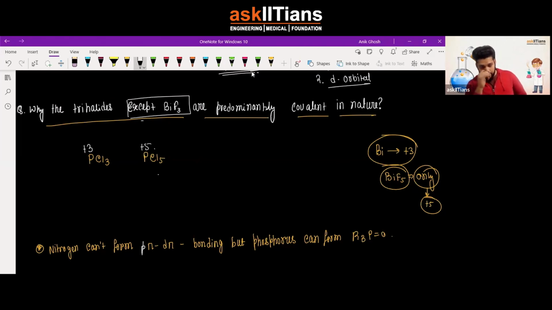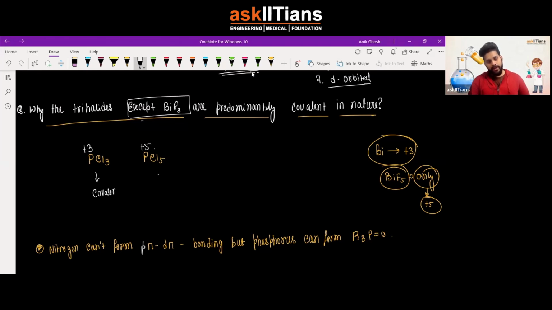You can understand it this way. As you can see the charges on phosphorus in both the cases, for PCl3 it is +3, for PCl5 it is +5, right? If the charges are high, then you can clearly understand the bond would be more and more ionic. If the charges are low, then the bond would be more and more covalent, correct? So in that way, you can consider that this would be covalent in nature.